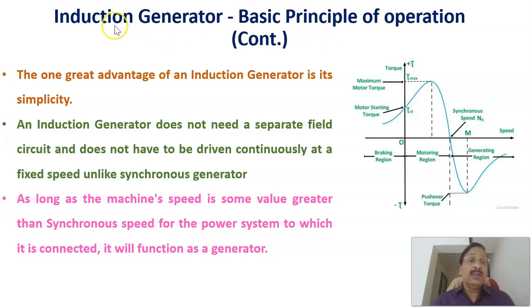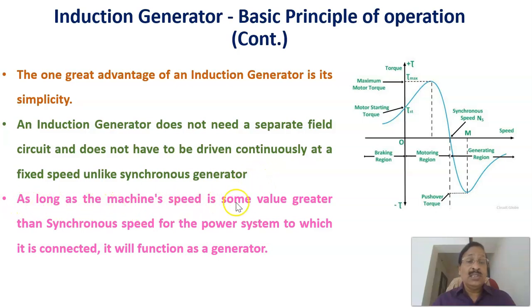Continuing the basic principle of the induction machine, called the induction generator: if the speed of the rotor is more than the synchronous speed, it is working as a generator. One great advantage of an induction generator is its simplicity. It is very simple in construction, and an induction generator does not need a separate field circuit and does not have to be driven continuously at a fixed speed, unlike a synchronous generator. That is another advantage of the induction generator, as its speed can be variable, unlike a synchronous generator.